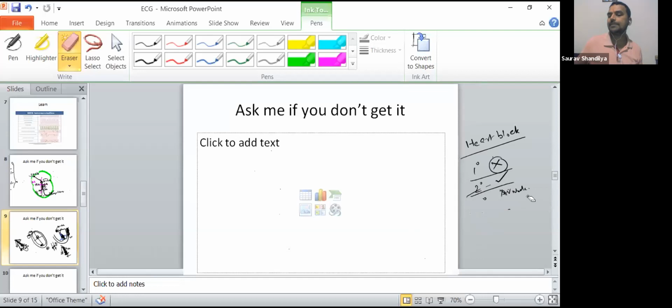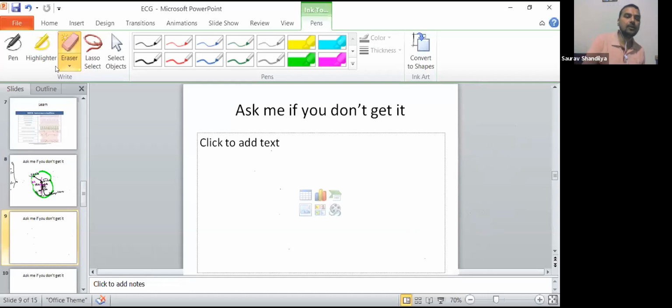There are 12 leads, but there is a very easy way to remember. Don't worry about all those things. The only thing you should learn is the principle. The principle is very simple. If anything flows from negative to positive, the current flows, we say that a positive current is flowing. And from positive to negative, if we record the same thing, it will show the negative deflection.